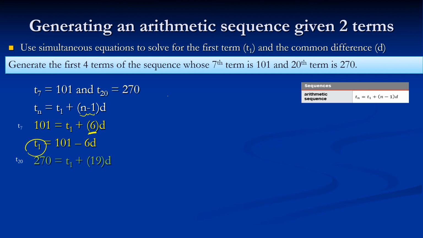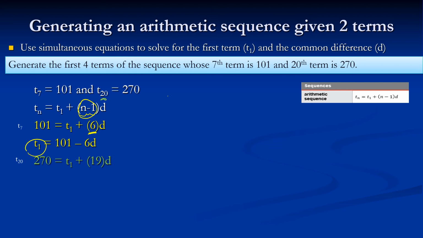Now I can also use the 20th term. And you can see that 270 equals that first term plus 19 times D. Now I got that 19 by saying n minus 1, remember. So the 20th term minus 1 is 19. So that's how I've got that 19.